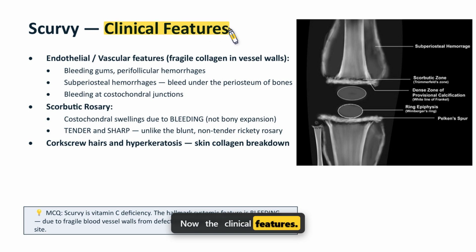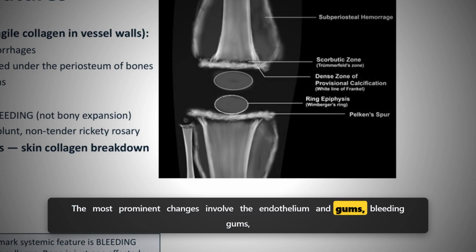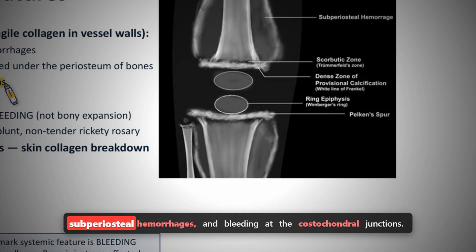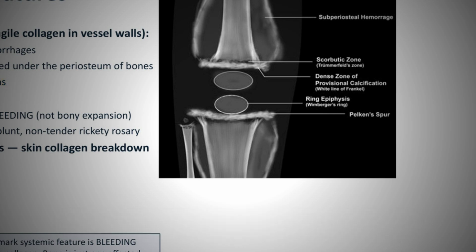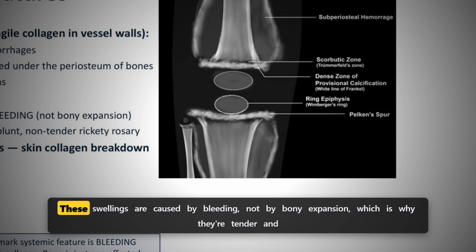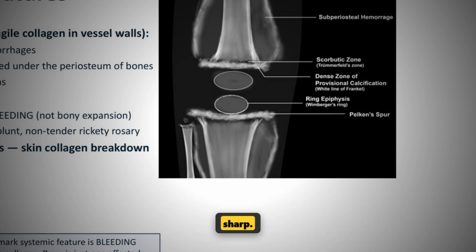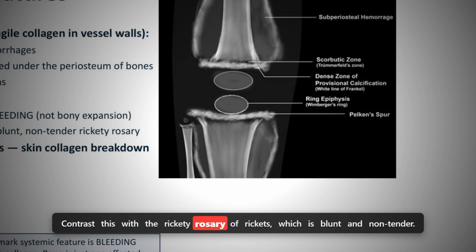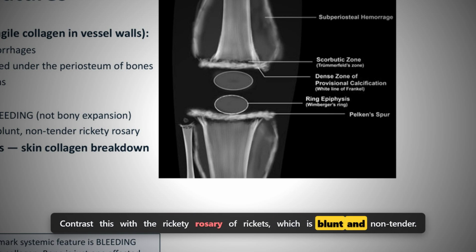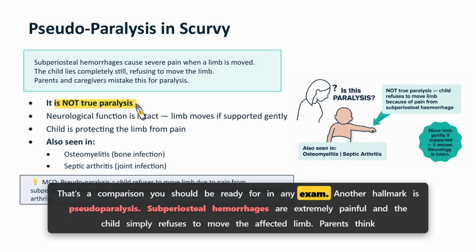Now the clinical features. The most prominent changes involve the endothelium and gums: bleeding gums, subperiosteal hemorrhages, and bleeding at the costochondral junctions. At those costochondral junctions, you get the scorbutic rosary. These swellings are caused by bleeding, not by bony expansion, which is why they're tender and sharp. Contrast this with the rickety rosary of rickets, which is blunt and non-tender. That's a comparison you should be ready for in any exam.